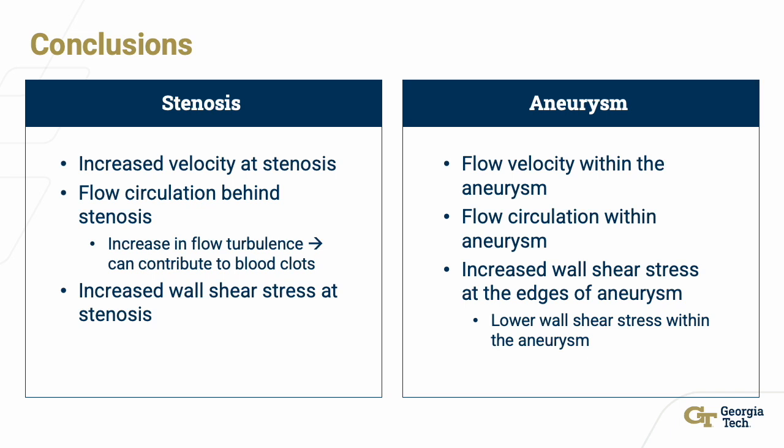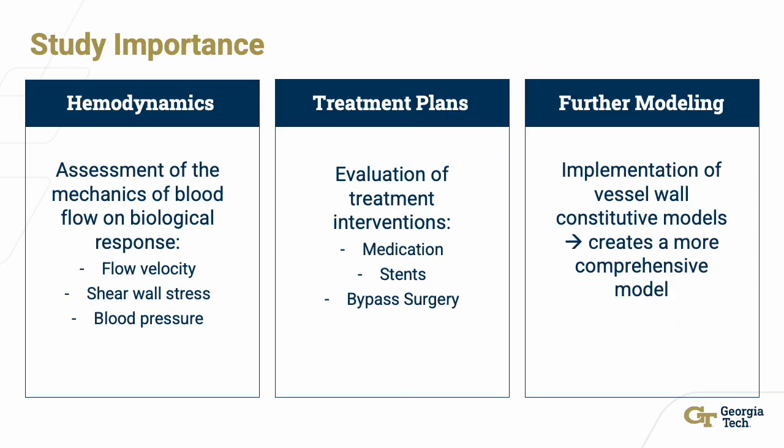So from these studies, we can conclude that in the stenosis model, there is an increase in velocity in the stenosis, in turn causing recirculation and increased wall shear stress. In the aneurysm model, there is a flow velocity with circulation within the aneurysm itself, and there is an increase in wall shear stress at the edges of the aneurysm. It's important to look at these changes in blood flow behavior because different conditions can affect the cellular and inflammatory response of the vessel walls that contribute to cardiovascular diseases.